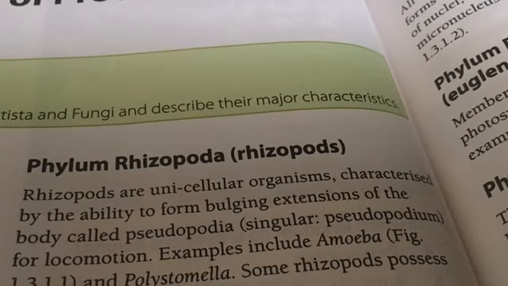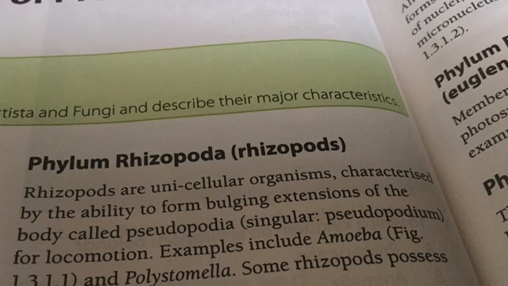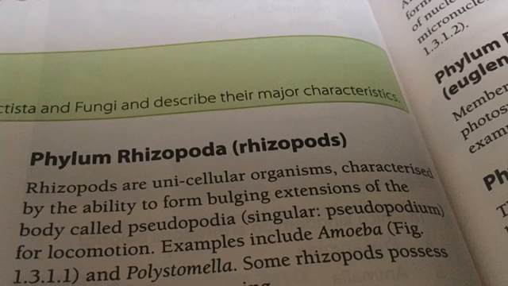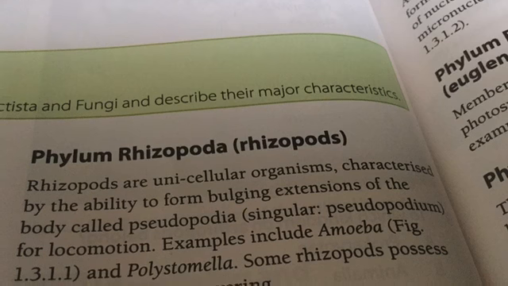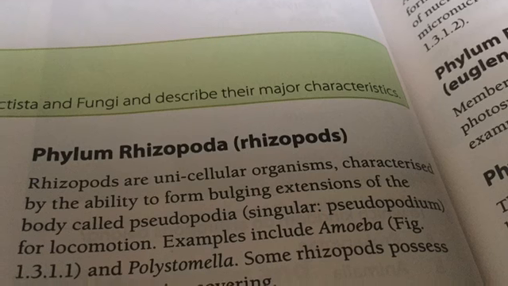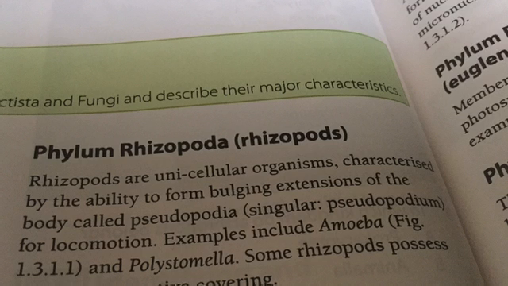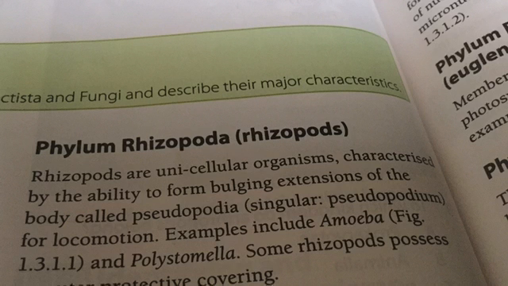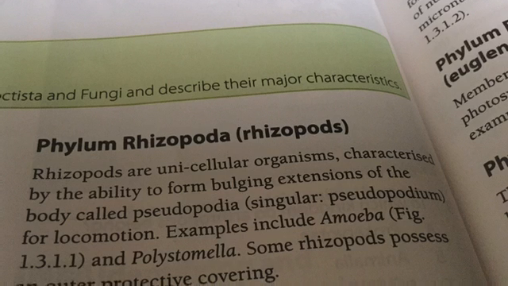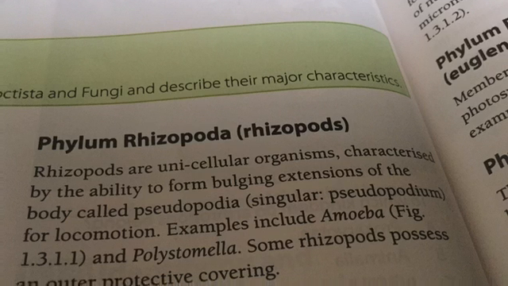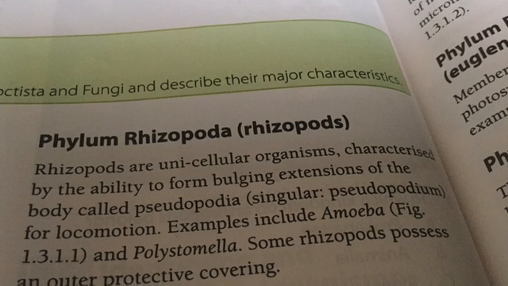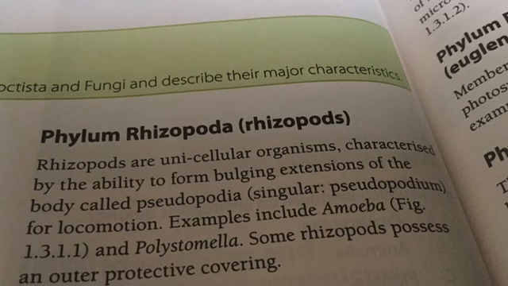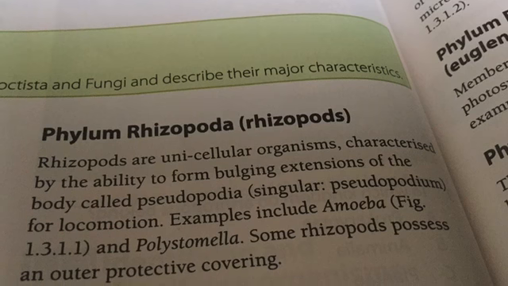Phylum Rhizopoda, rhizopods. Rhizopods are unicellular organisms characterized by the ability to form bulging extensions of the body called pseudopodia, singular pseudopodium, for locomotion. Examples include amoeba and polystomella. Some rhizopods possess an outer protective covering.